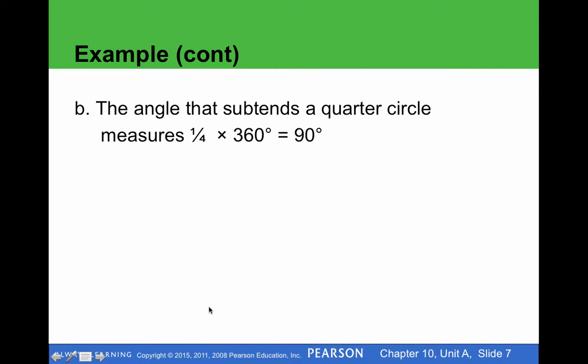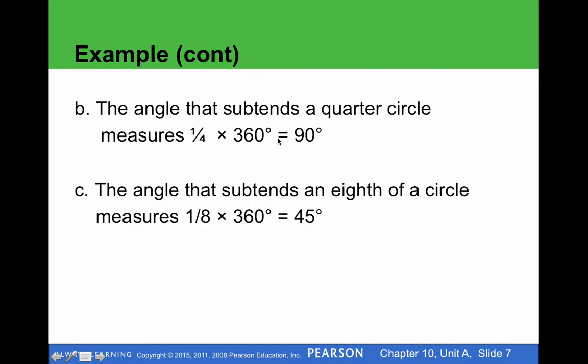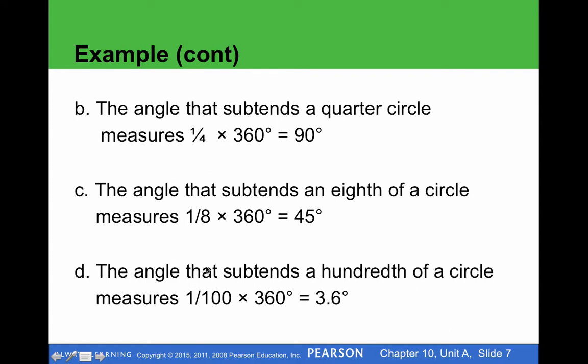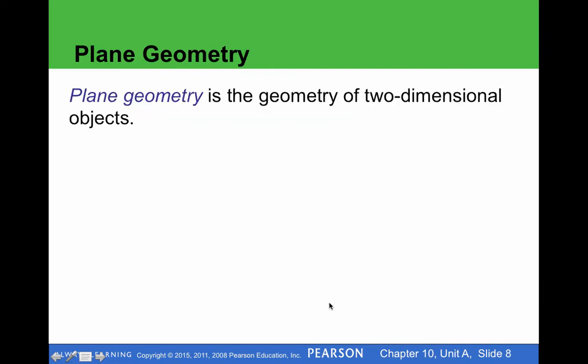The angle that subtends a quarter circle is just 1/4 of a circle, so 1/4 times 360 is 90 degrees. The angle that subtends or spans an eighth of a circle, you just do 1/8 times 360, it's 45 degrees. An angle that subtends 1/100th of a circle, we just take 1 divided by 100 times 360, it's 3.6 degrees.